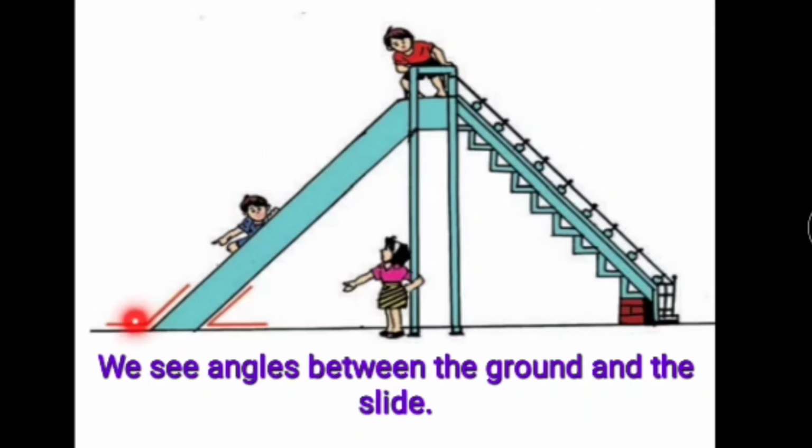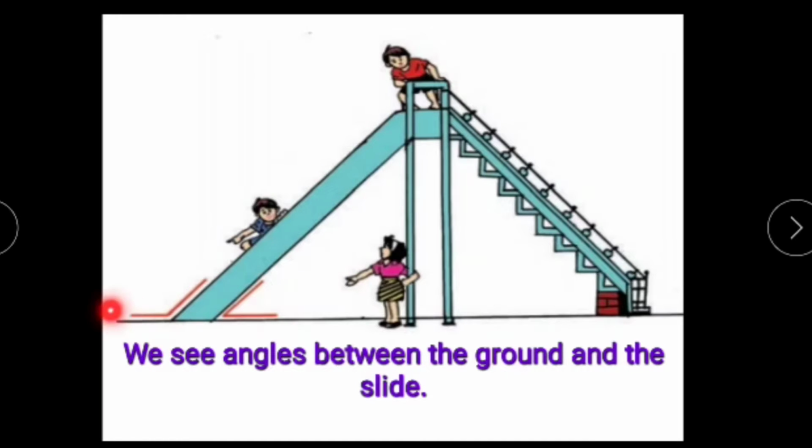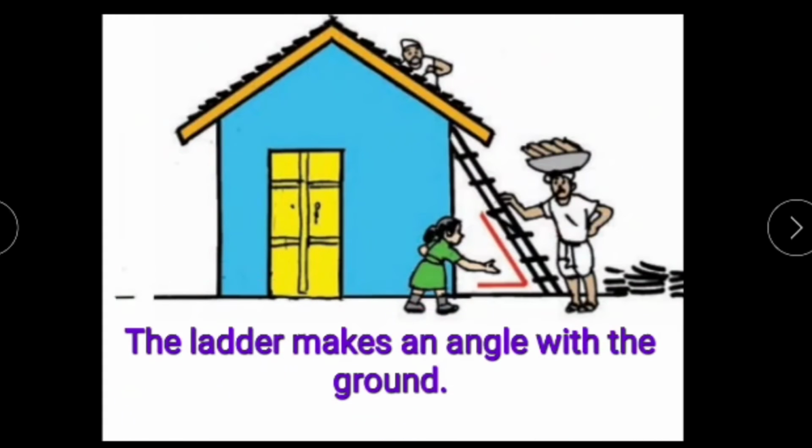Here you can see angles between the ground and the slide. This is the slide, and here are two angles. One angle and this is the second angle. In this picture, the ladder makes an angle with the ground. Between the ladder and ground, there is one angle.